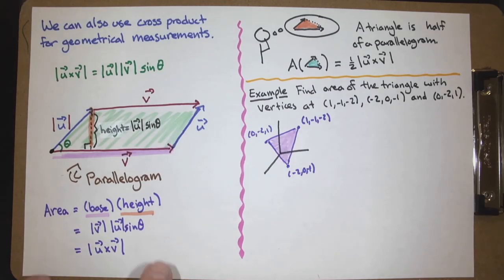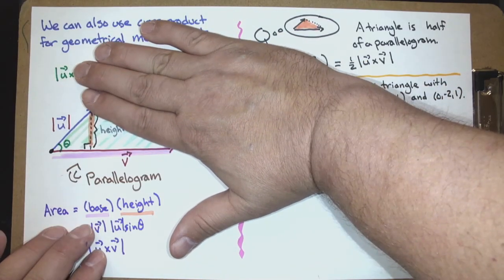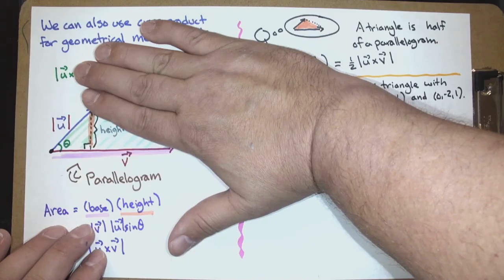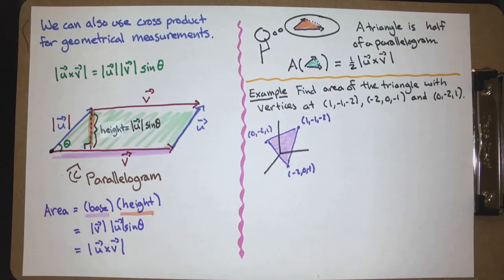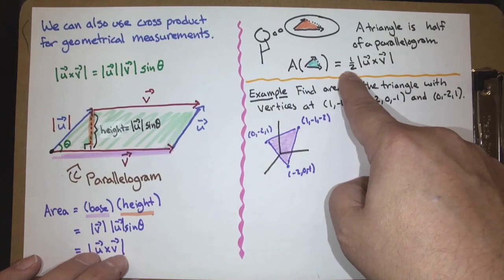So in other words, instead of the whole parallelogram, we cover it up. Now we don't have a parallelogram. What do we have? Triangle. So a triangle is half of a parallelogram. So if I want to find how much area there is in a triangle, what's the goal? Find how much area there is in the parallelogram and divide by 2.